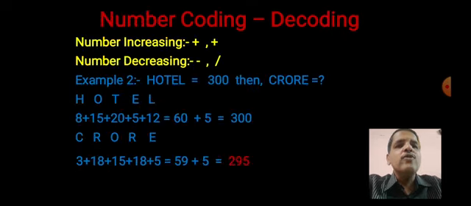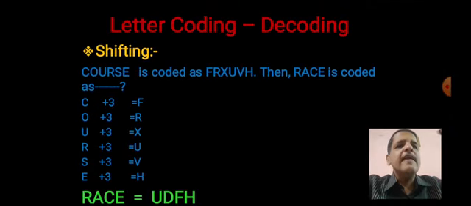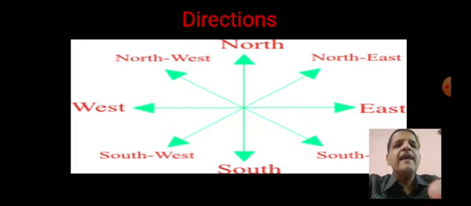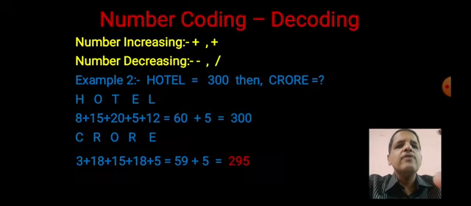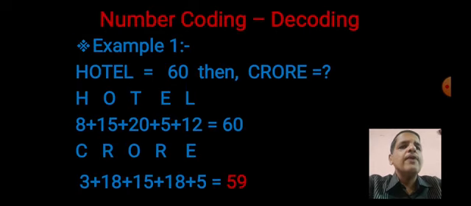Then I would like to go towards the next part after letter coding. The next part which I would like to discuss with you is number coding. Now when we say number coding, I am given here the word HOTEL. The word HOTEL is coded as 60, and we have to calculate the code of another word, that is CRORE.